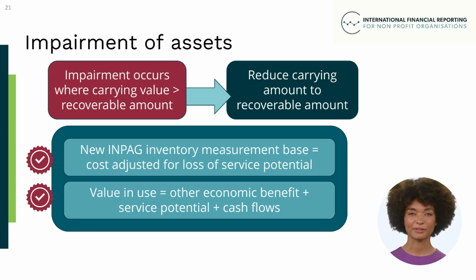In Exposure Draft 2, there was a proposal for a new measurement base for inventories that are held for distribution at no or nominal cost. It proposed that this inventory is measured at its cost, adjusted for any loss of service potential. This new measurement base has been added to the requirements of this section.